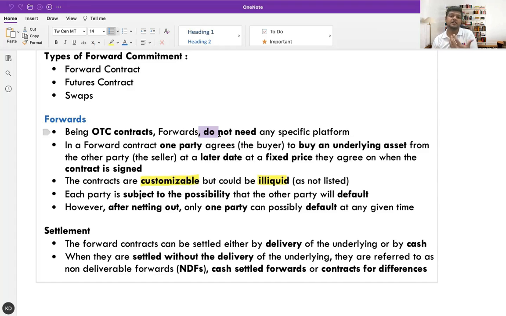It's very difficult to reverse such contracts. Each party is subject to the possibility that the other party will default, right? So there is a chance that I may not give you $100 and there's also a chance that you may not give me the tickets. Clear?